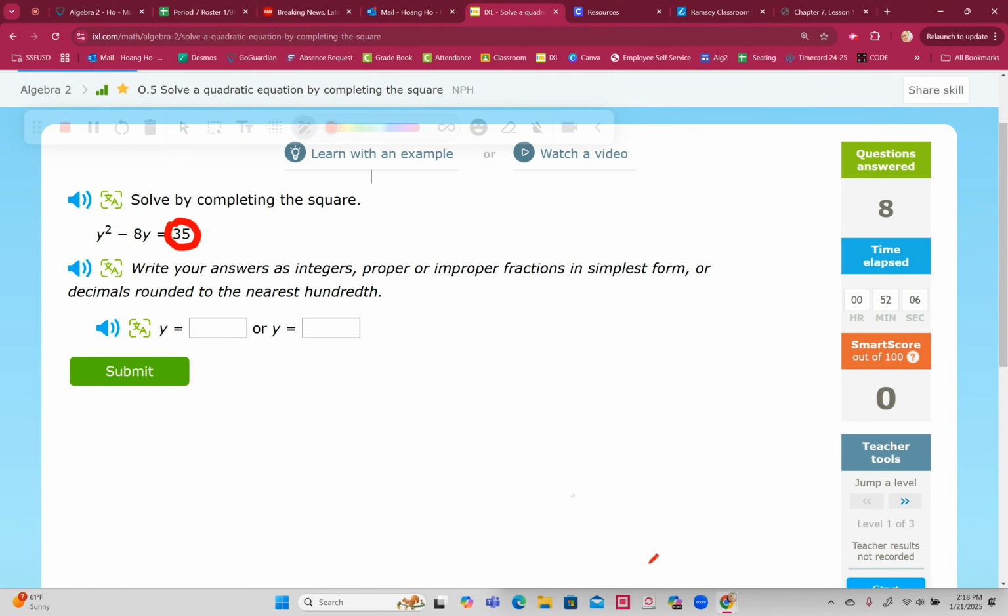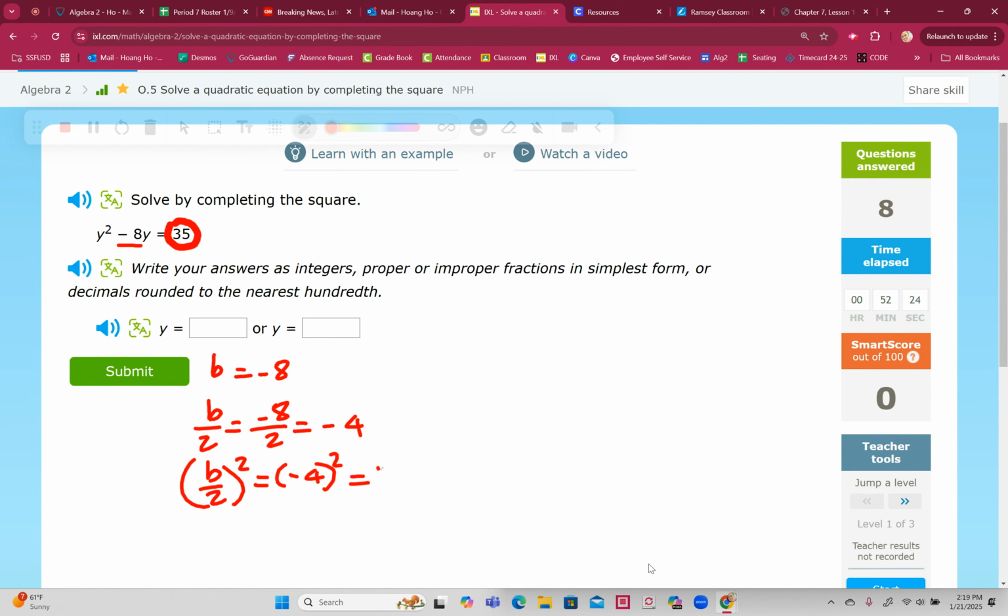Okay? So now take a look. This is b. b equals negative 8. So b over 2 is negative 8 over 2, which is negative 4. Now you need b over 2 squared, which is negative 4 squared, which is 16.